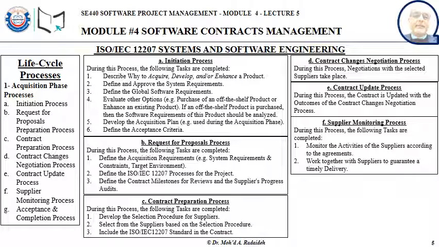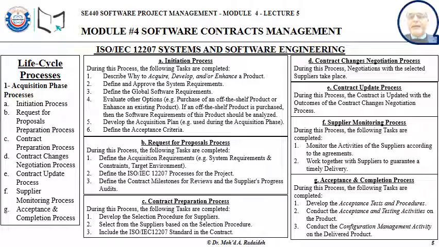And the last process in the acquisition phase of processes is the acceptance and completion process, which has to do with developing the acceptance tests and procedures, conducting the acceptance and testing activities on the product, and conducting the configuration management activity on the delivered product.